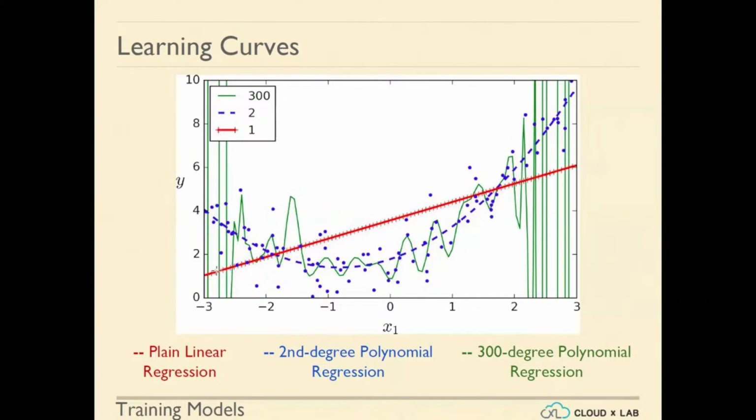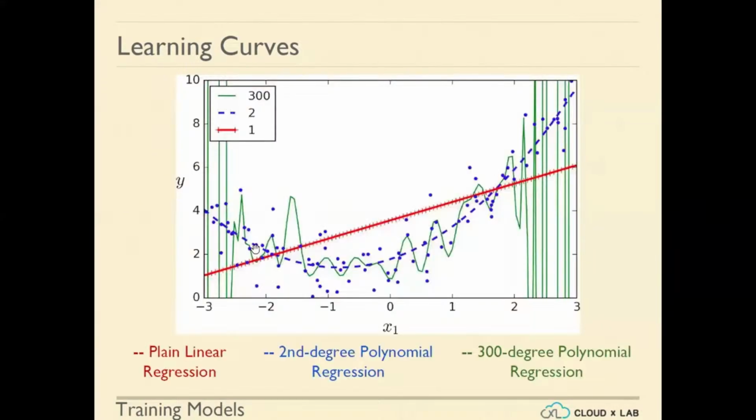Because this model is too simple, right? So underfitting and overfitting, I've already discussed, right? If you use a linear model here, underfitting will happen. If you use the 300 degree polynomial, overfitting will happen, right?